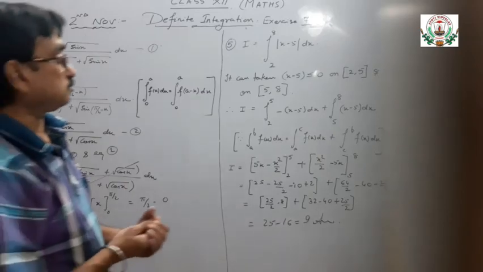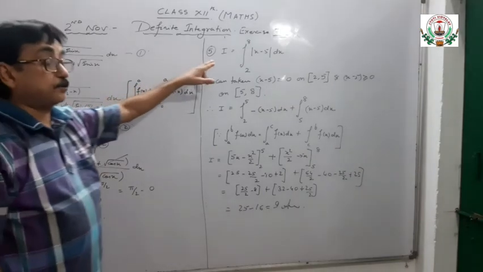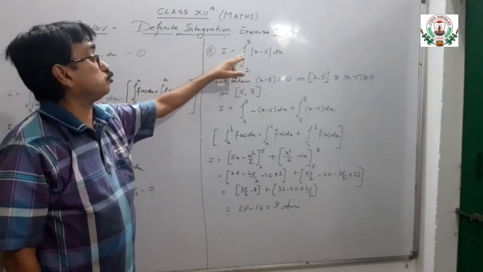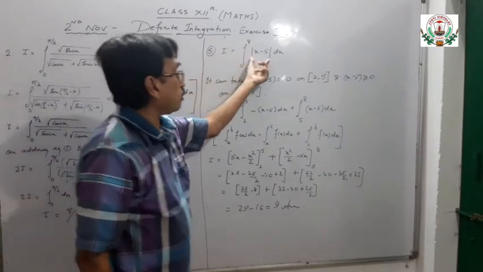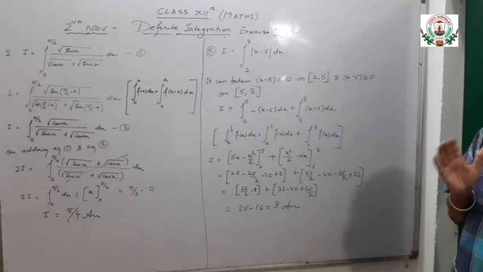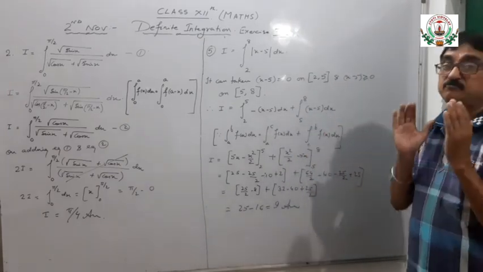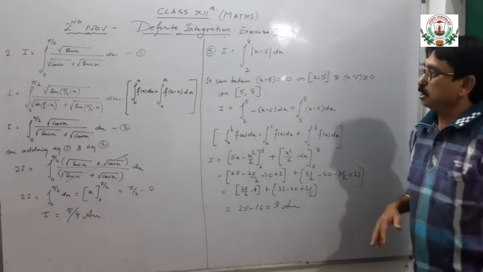Now comes the next, it is a very important question. Now question number 5, it is the most important question. Integration 2 to 8 mod of x minus 5 dx. The modulus questions are the most important questions. Remember it, all types of modulus questions you have to solve and practice a lot.